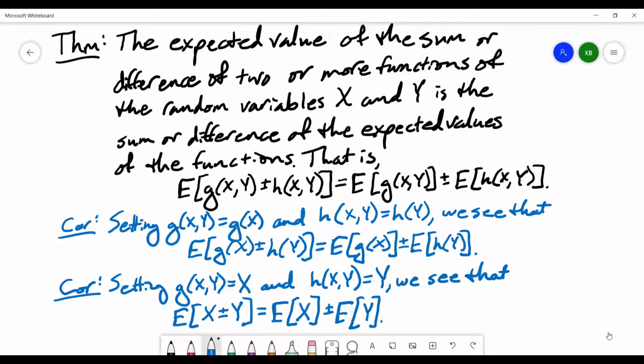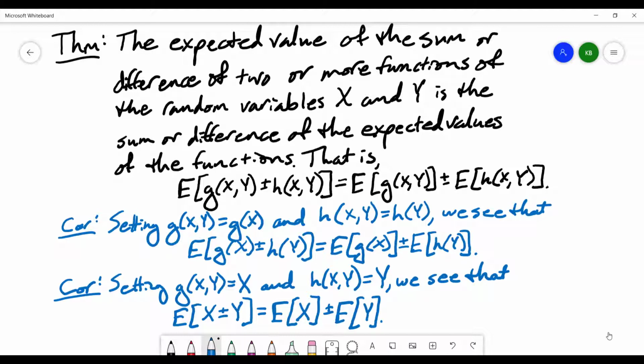The first one, if we let g of xy equal g of x, and we let h of xy equal h of y, then we see that the expected value of the sum or difference of g of x and h of y is actually equal to the sum or difference of the expected value of g of x and the expected value of h of y.